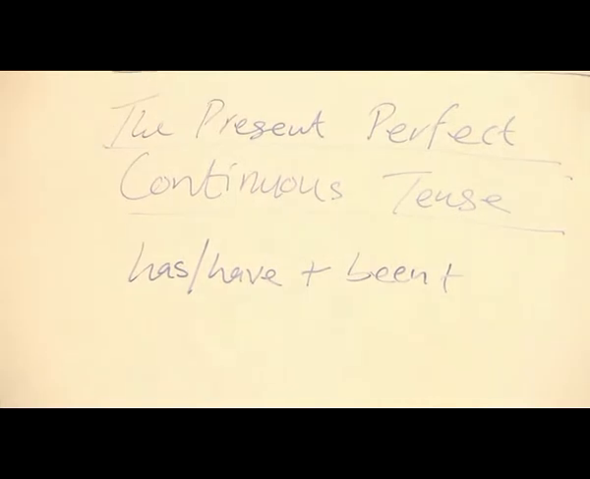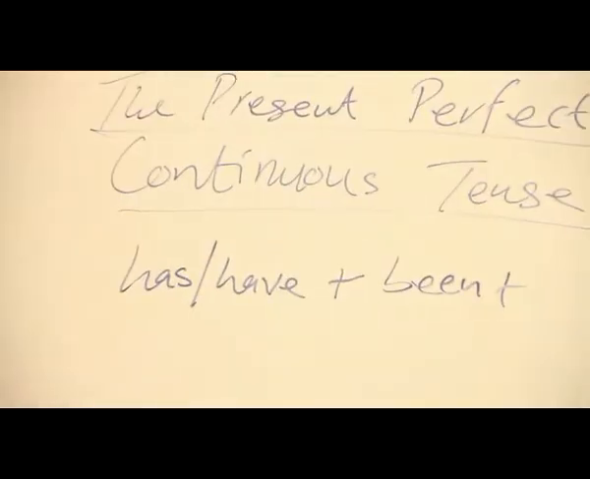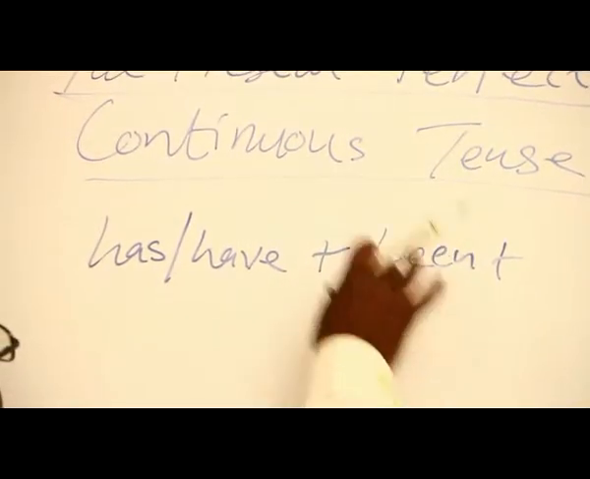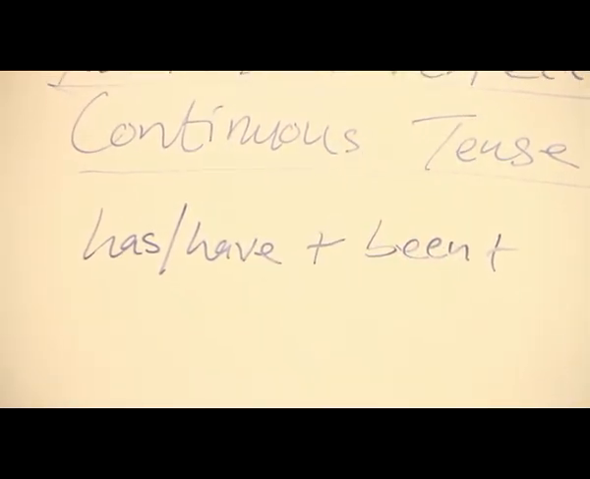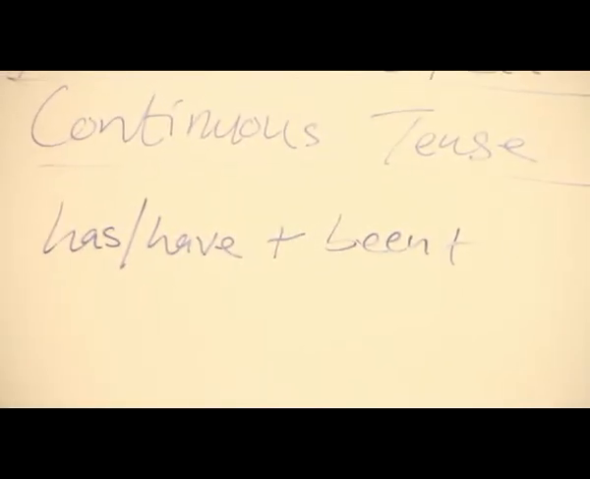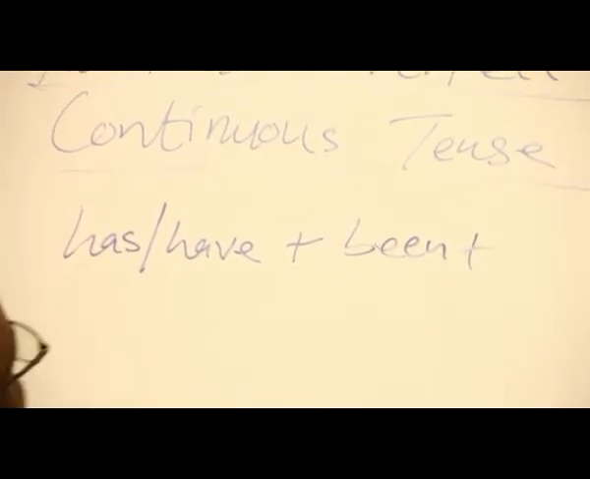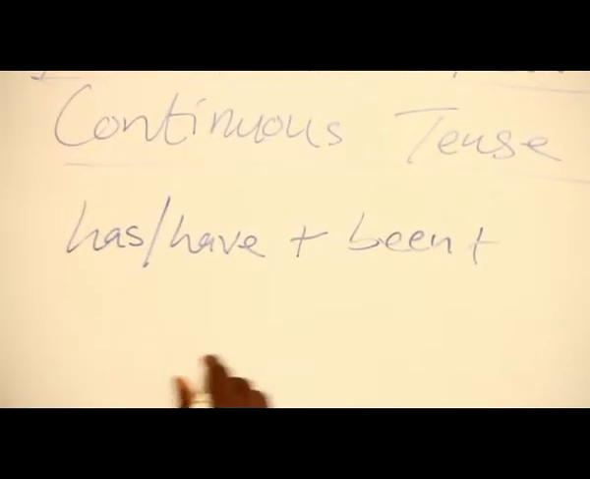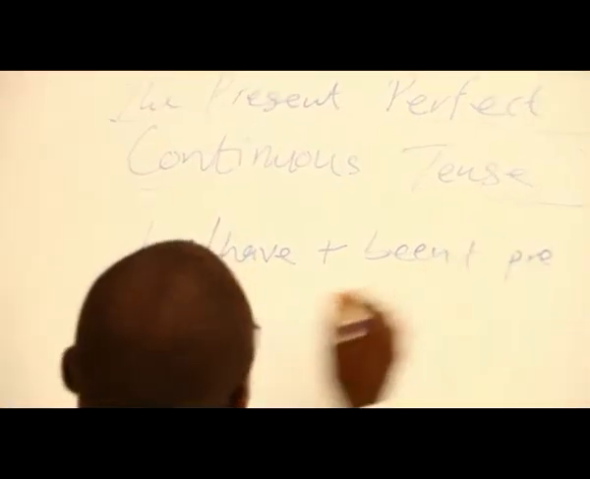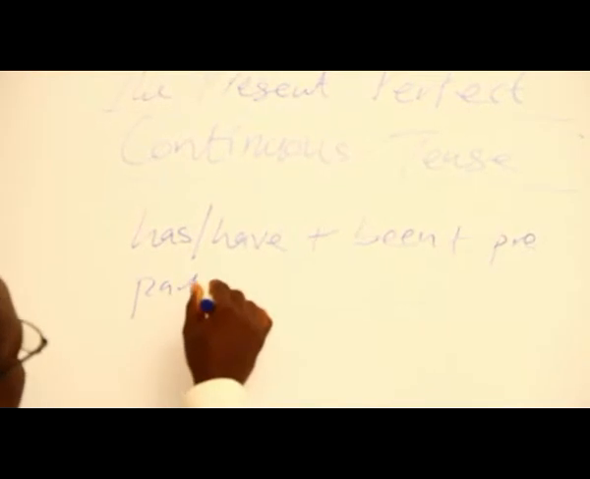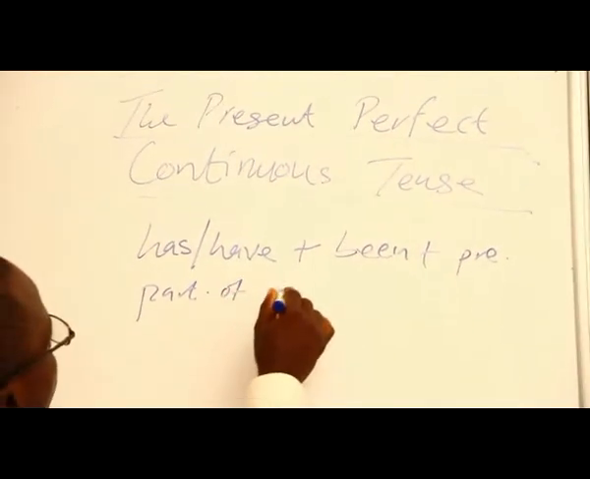You must always use the been in the present perfect continuous tense. If you take 10 examples, there will always be been. And the word will always be either has or have. So these are things you should know. And then the last part is the present participle of the main verb, of MV, whichever main verb you are to use. This is the structure.